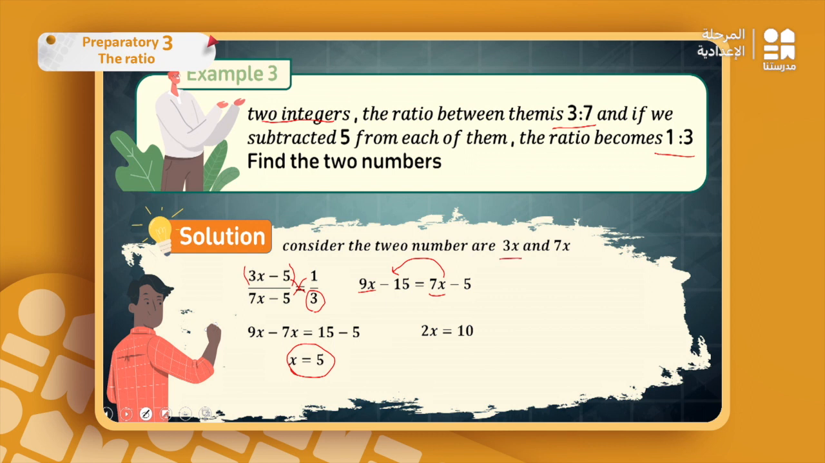So the first number is 3x. It means 3 times 5, وهتكون 15. والsecond number 7x يعني 7 by 5 which is 35. So the two numbers are 15 and 35.